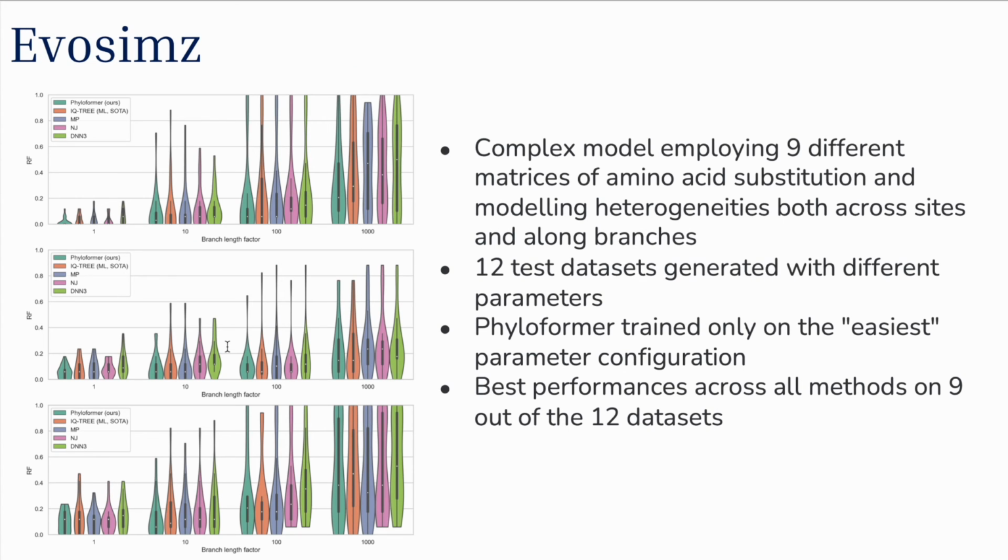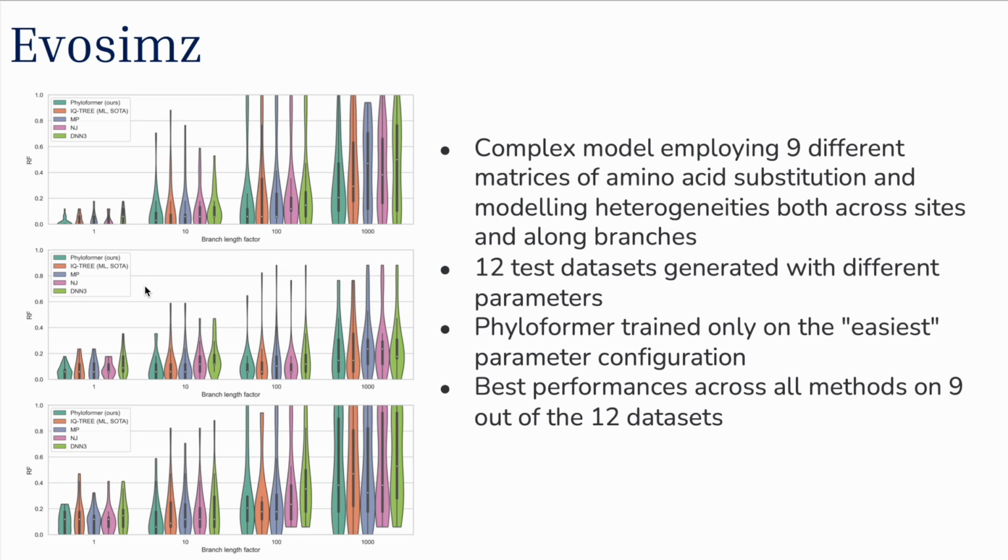The other sequence simulator we considered was previously published along with a simpler neural network, to which we can compare ours. The evolution model is a complex model employing 9 different matrices of amino acid substitution and modeling heterogeneities both across sites and along branches. 12 test datasets were generated in a previously published paper with different parameters.